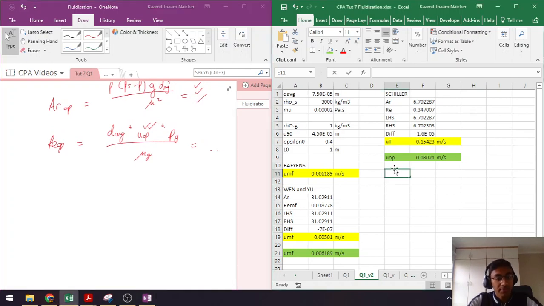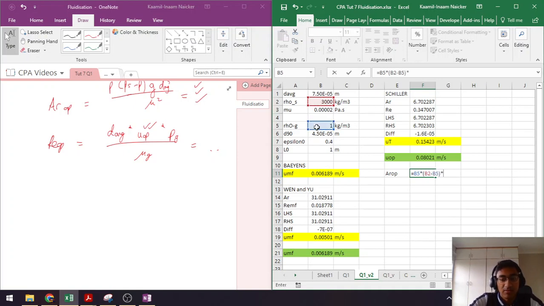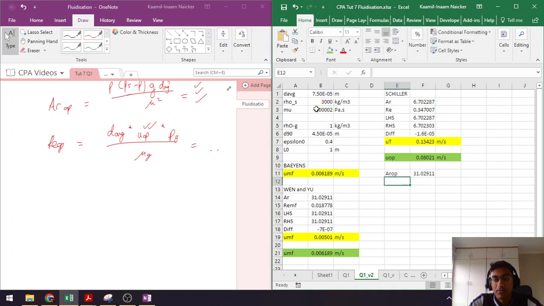Okay, so the Archimedes number at the operating condition is equal to density of the gas multiplied by density of the solid minus density of the gas multiplied by 9.81 multiplied by average diameter cubed, and then divide by viscosity squared. Now the Reynolds number at the operating conditions is equal to D average times operating velocity times density of the gas divided by mu of the gas. Okay, so everyone is happy with my Archimedes number and my Reynolds number at the operating conditions.